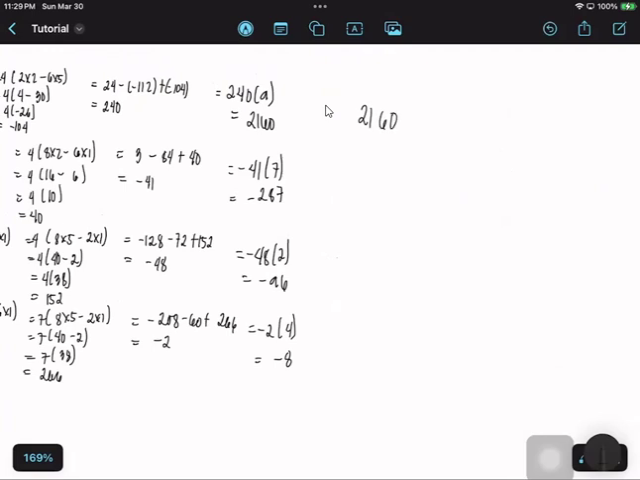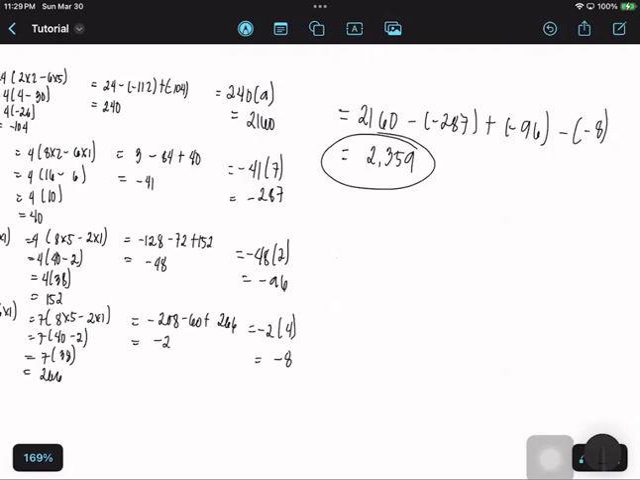2,160 minus negative 287, then plus negative 96 minus negative 8. So what we're going to do is calculate that, 187, so plus 96, then minus 8, so it equates to 3,359. And for this one right now, that will be the determinant of your 4x4 matrix.